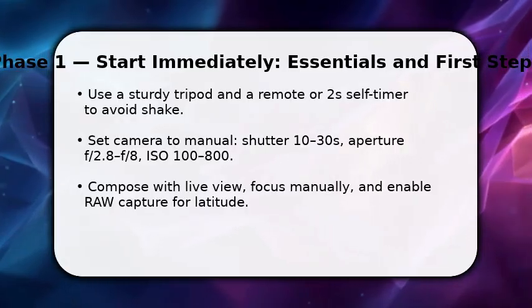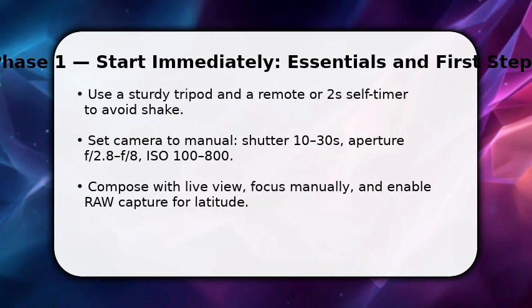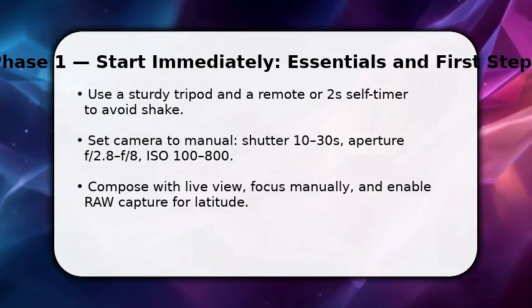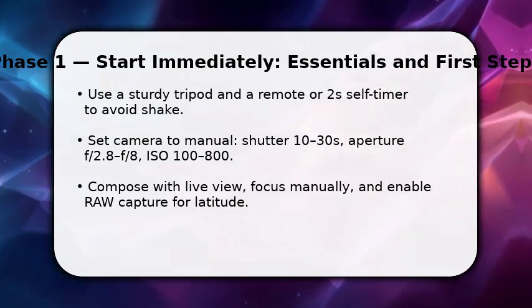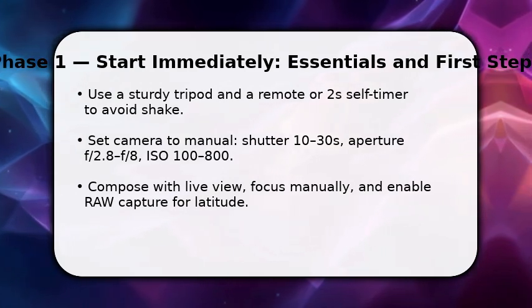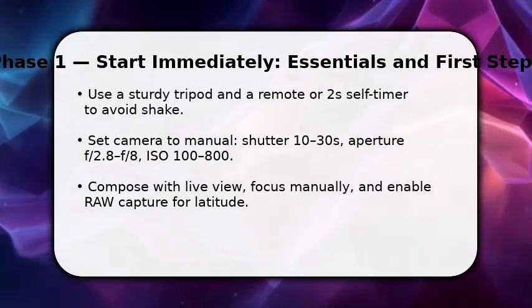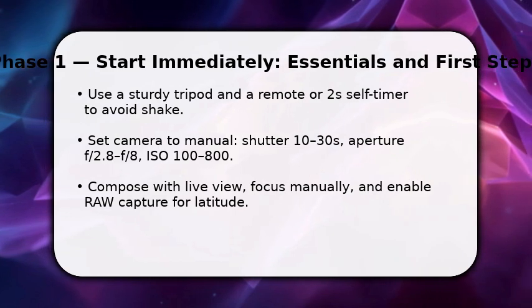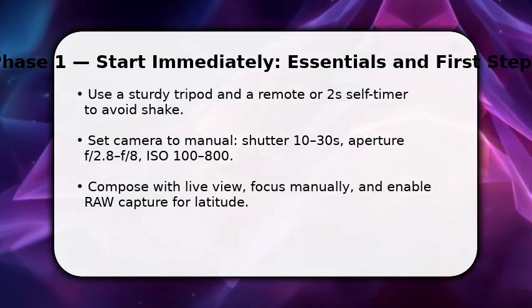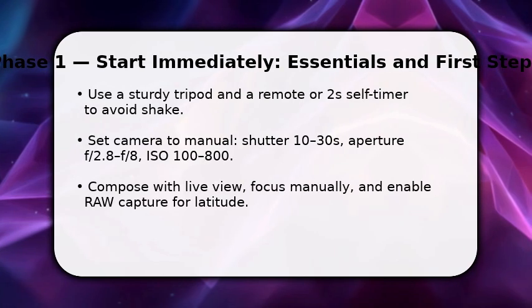You begin by locking the camera down, mount it on a tripod, and attach a remote or use a 2-second self-timer to prevent any blur. Set your camera to manual. Choose a shutter between 10 and 30s to gather light, select aperture f/2.8 to f/8 depending on depth, and keep ISO low, around 100-800, to control noise.